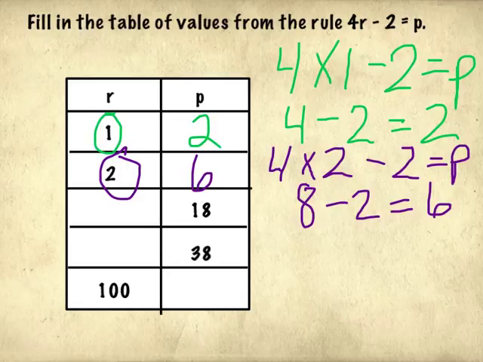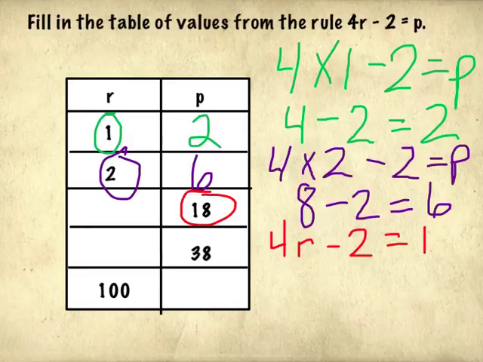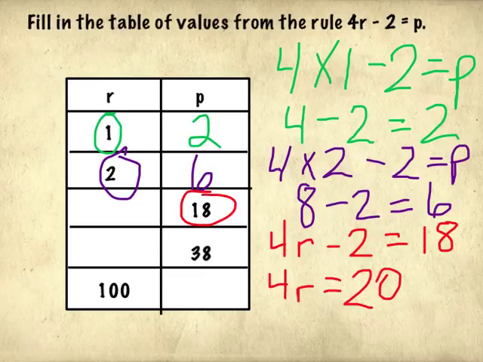Uh-oh, now all of a sudden I've got p instead of r. I've got 18, so let's fill that in. We've got 4r minus 2 equals 18. So we know that we can work backwards. I know that 4r minus 2 is 18, so that means that 4r must equal 20. Hopefully that makes sense, because 4r is going to be the same as 18 plus 2. So 4r must equal 20. 20 divided by 4 is 5, which means r must be 5.